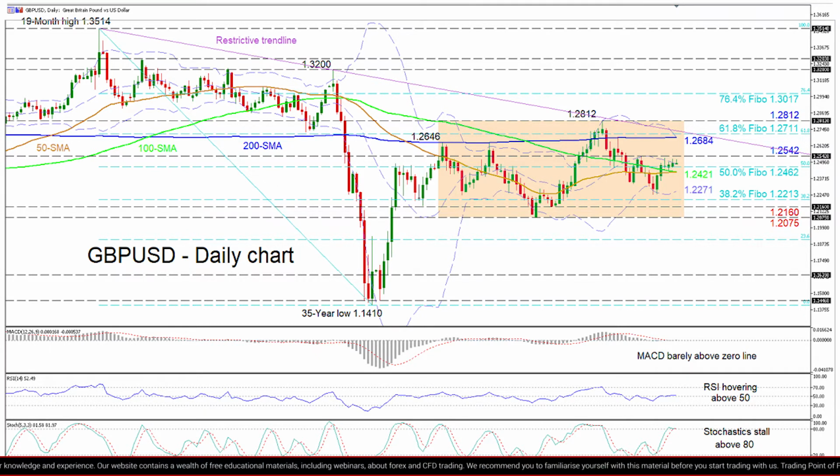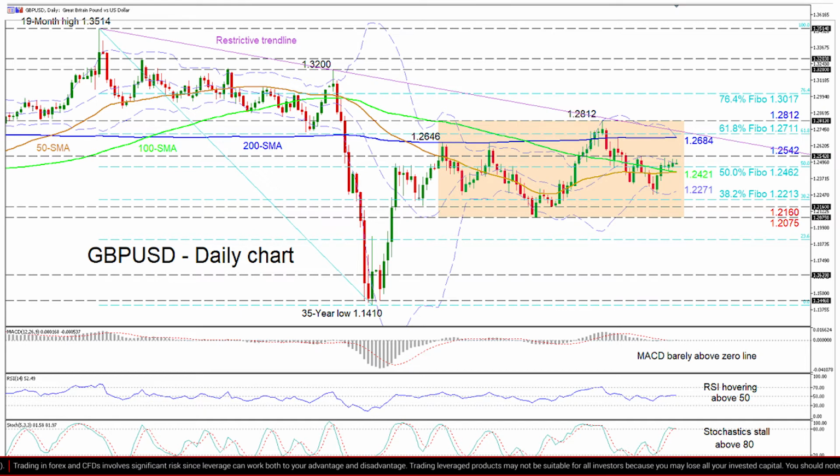This essential resistance area is constructed by the flattened 200-day SMA at 1.2684, the mid-Bollinger Band, and the 61.8% Fibo of 1.2711, overlapped by a diagonal line pulled from the 1.3514 top. Overcoming this confining structure, the 1.2812 upper bound may give way to a rally that tests the 76.4% Fibo of 1.3017 and the 1.32 peak.